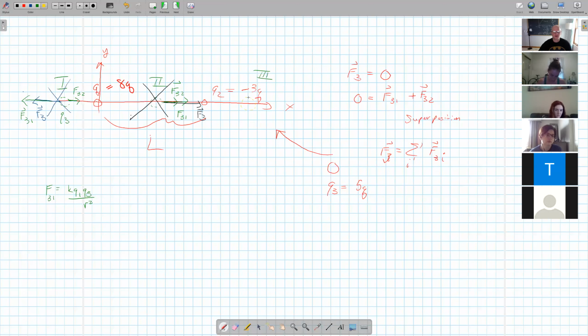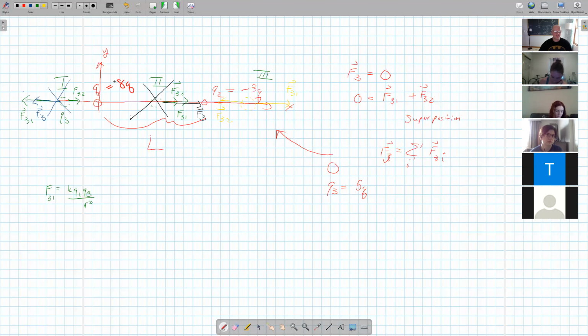So here, if I put Q3 here, well, in this case, I get a repulsive force between Q1 and Q3. So it's going to point in this direction. So this is going to be F31. But I get an attractive force between 1 and 2, which is going to pull in this direction. So this is going to be F32.